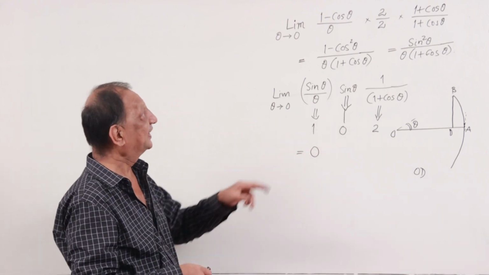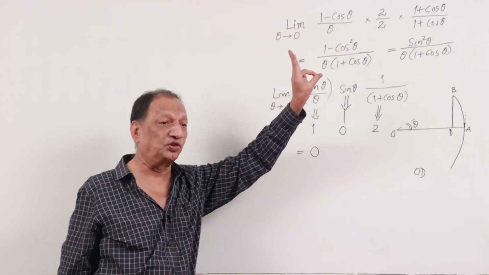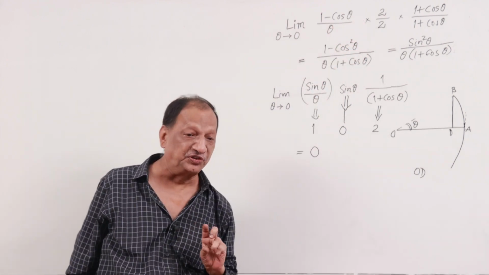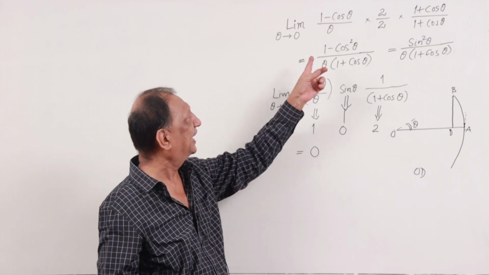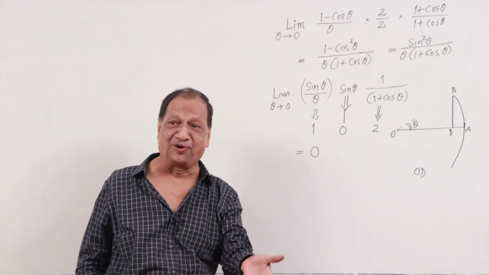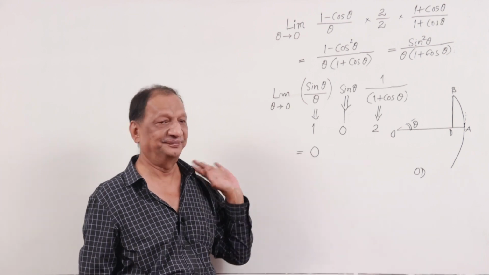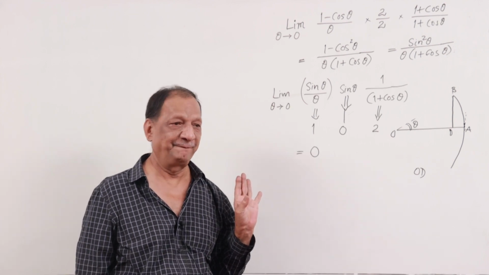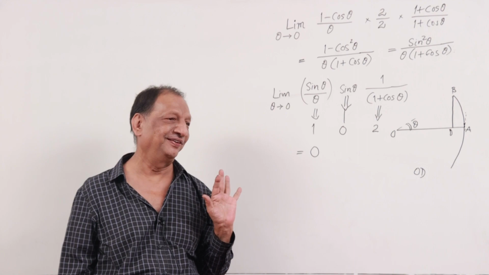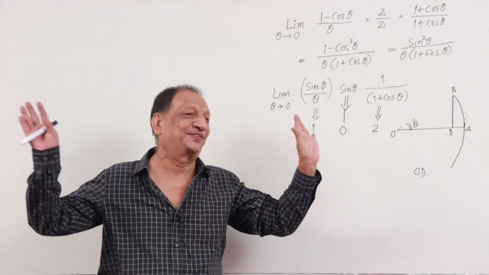That is why, like I said, 1 minus cos theta approaches 0 so much faster than theta that the division actually gives you a 0 itself in the limit. That's the limit. Is that clear? So now I think we are ready for differential calculus.